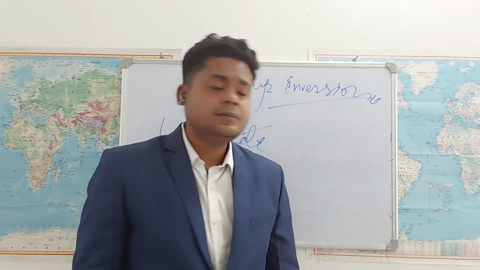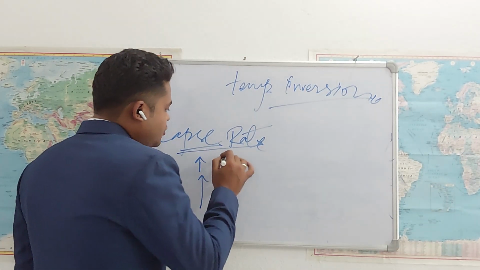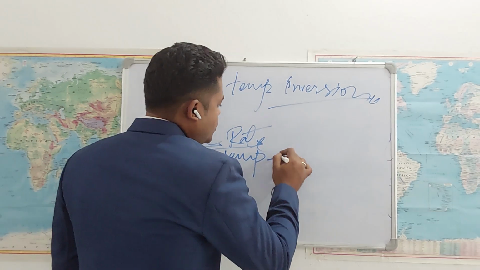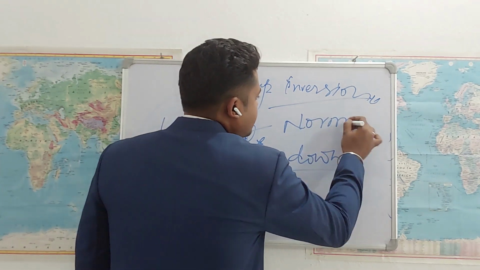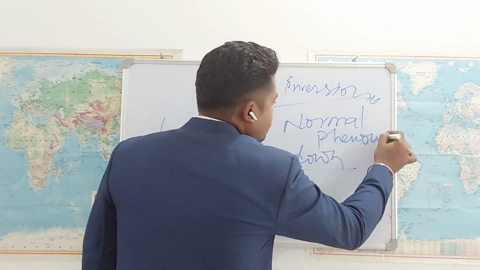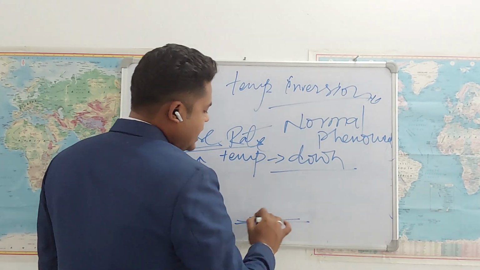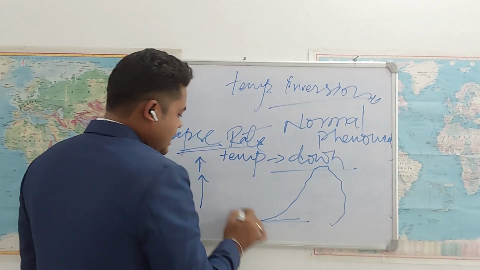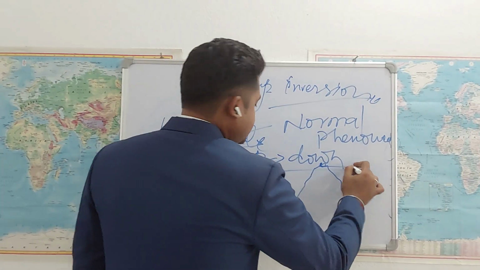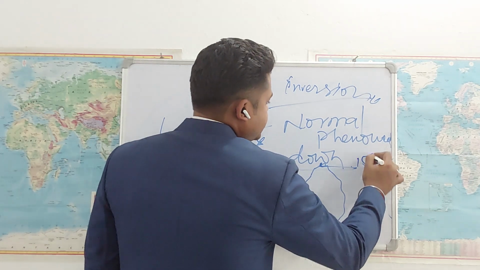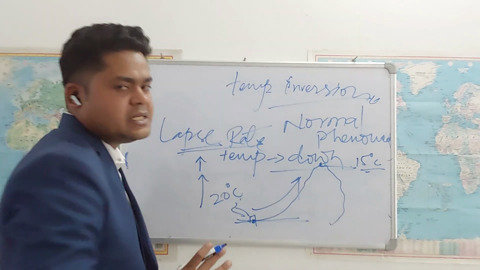So what is the reason behind it? According to lapse rate, if your altitude increases, your temperature goes down. This is the normal phenomenon. Suppose this is my home and I am visiting this hill station, and the temperature at home is 20 degrees Celsius. The temperature here will be less than 20 degrees Celsius. Suppose it is 15 degrees Celsius here. So this natural phenomenon is known as lapse rate.